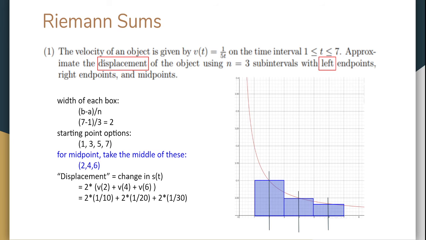And notice I'm trying to use the word displacement. I use this again in the next problem to get you to think about what this means. What this is actually giving you is the change in position between 1 and 7, so how much you've moved over that interval.